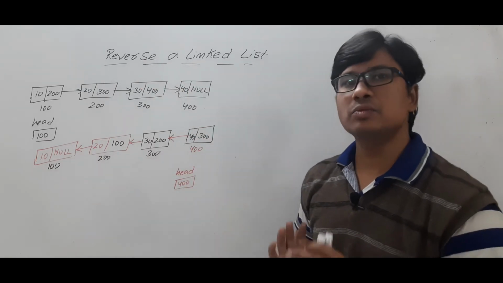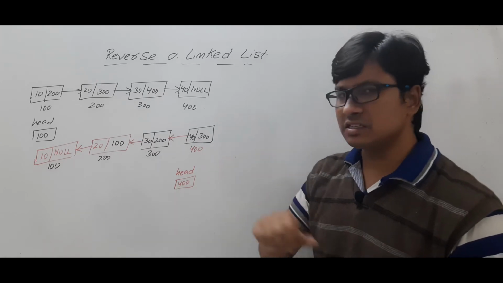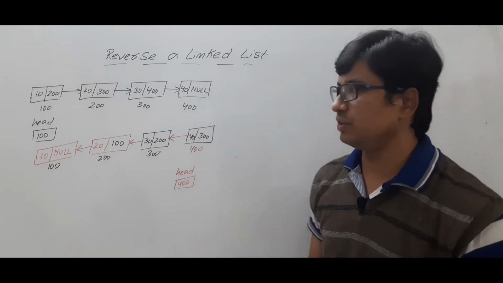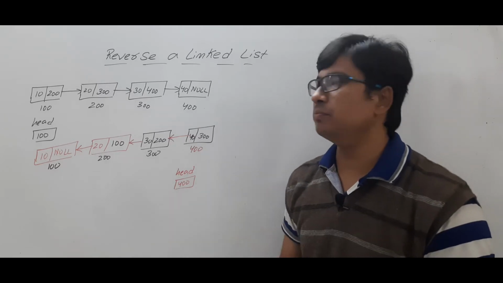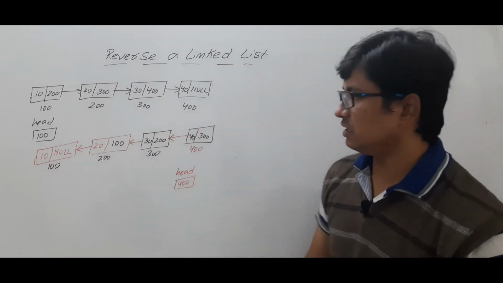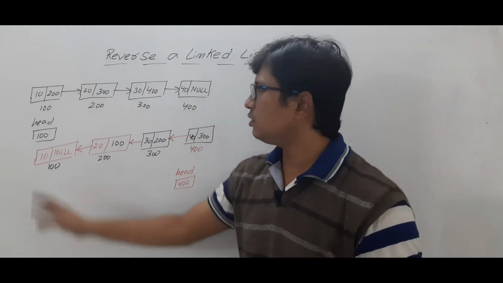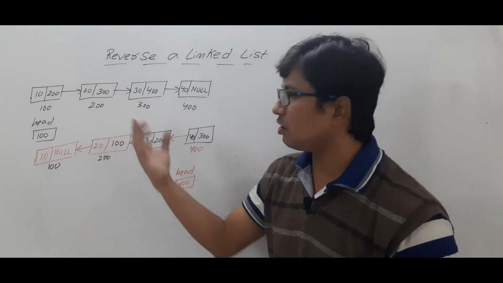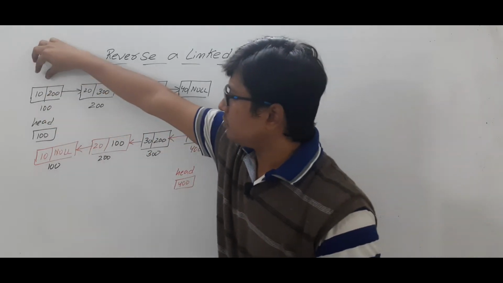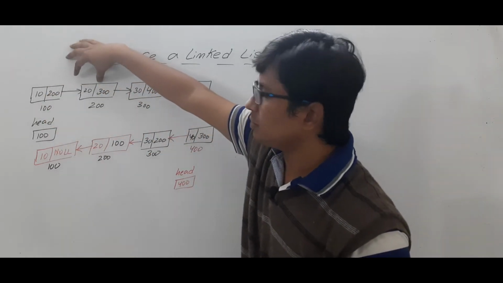Now let me discuss the program for you. Before discussing the program, let me discuss the logic. First, you need to understand how many pointers we need minimum to reverse a linked list. With one pointer, is it sufficient? No, one pointer is not sufficient. Will 2 pointers be sufficient or not? We will look at it. One pointer will be pointing here, another pointer will be pointing here.